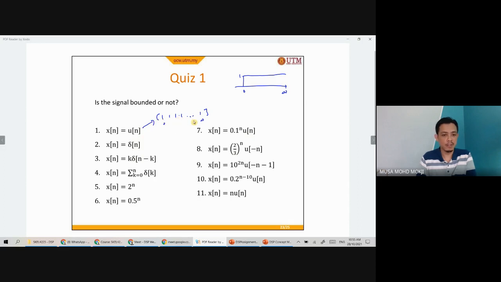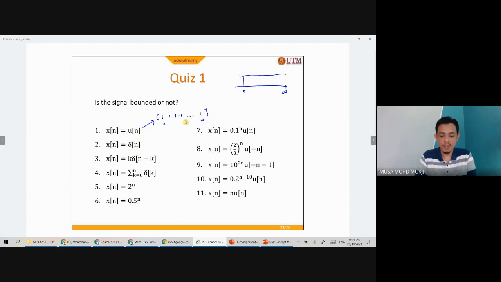So these are actually the signal. Is it bounded or not? Can you answer the first one? What is bounded again? We are checking on which axis? We are checking the y-axis, not the x-axis. So we are checking the signal value. Is there any infinity value in the first one, x[n] equals u[n]? If we look at this, all the values are 1, so there's no infinity value, which means this is bounded.